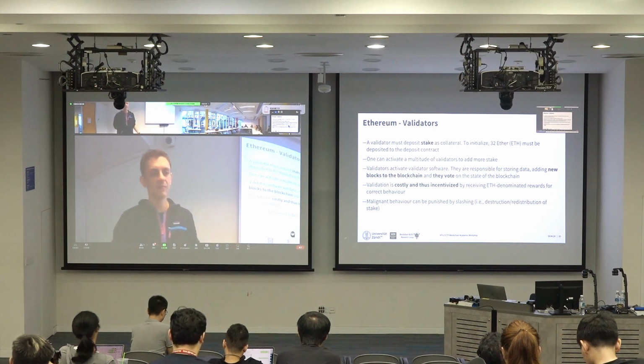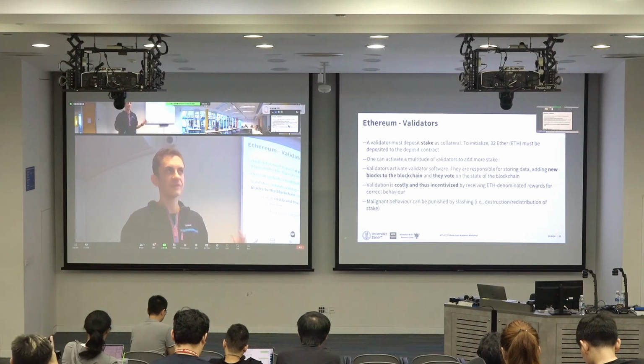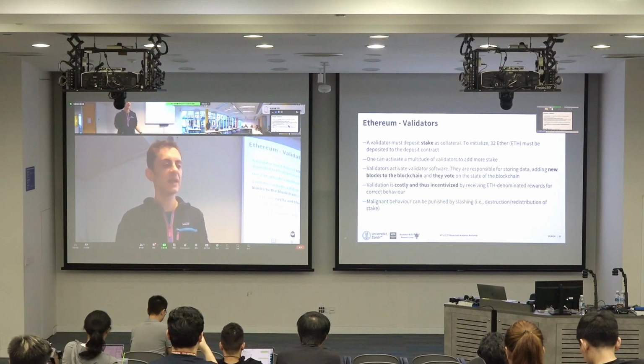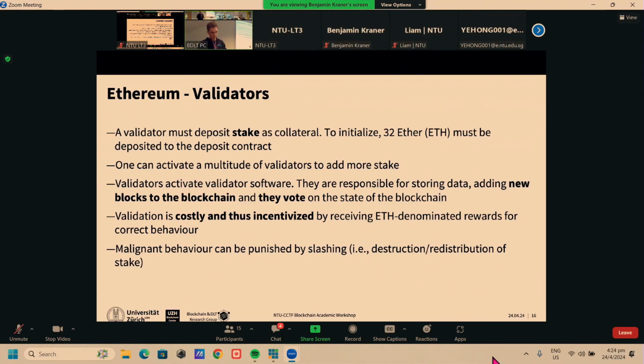One person can activate a multitude of validators, basically to add more stake, to represent how much stake he has in the system. But that is, on a technical level, enough for modeling it in an agent-based model. Finally, the validators are the entities that create new blocks, and they vote on the state of the blockchain, so they attest. This whole process is incentivized within the system by paying out Ethereum-denominated rewards to the validators that behave correctly, right?